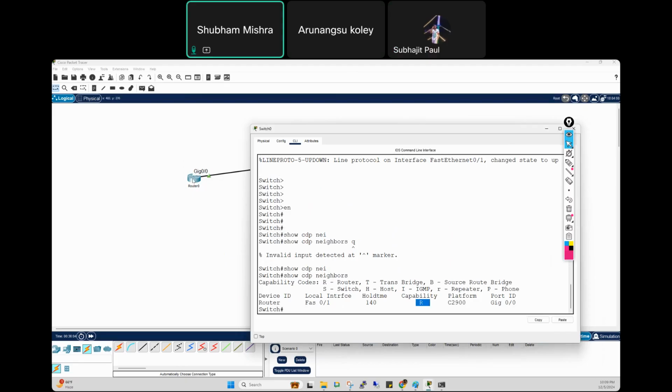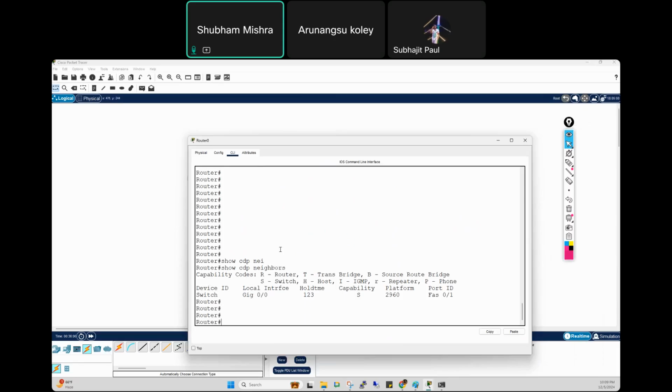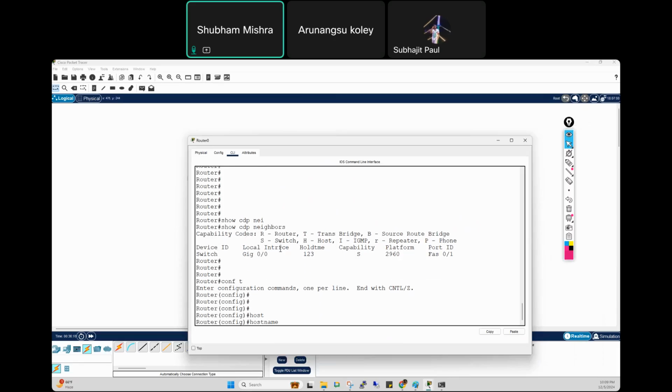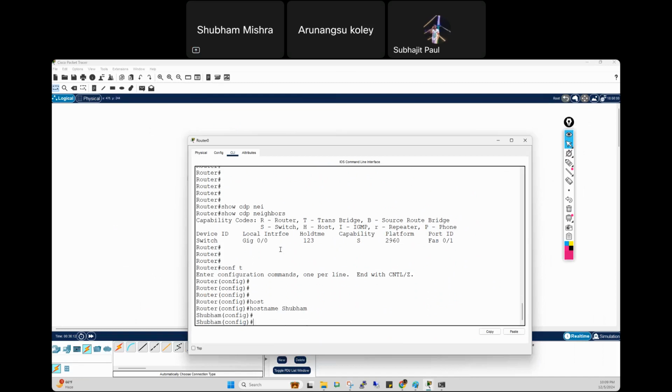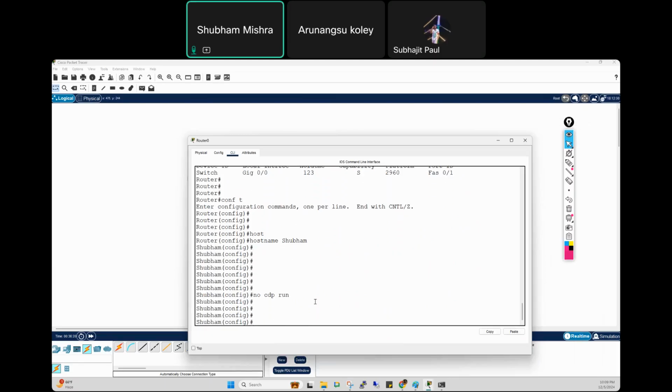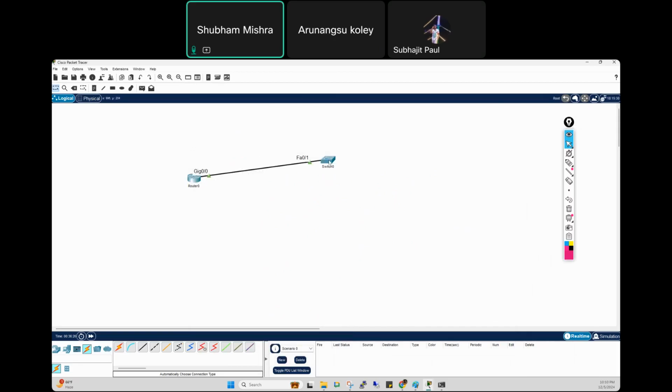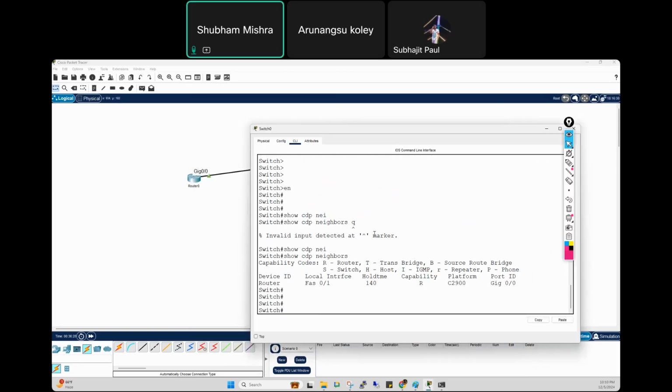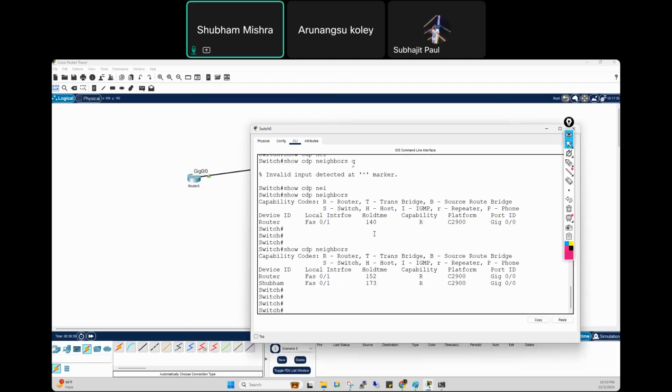For example, I come to the router and change the host name to Shubham. Done? Right? I am writing no CDP run. I disable the CDP. Again I am writing CDP run. Enabled it again? Yes or no? Okay, guys. Now I am writing show CDP neighbor. What am I getting?